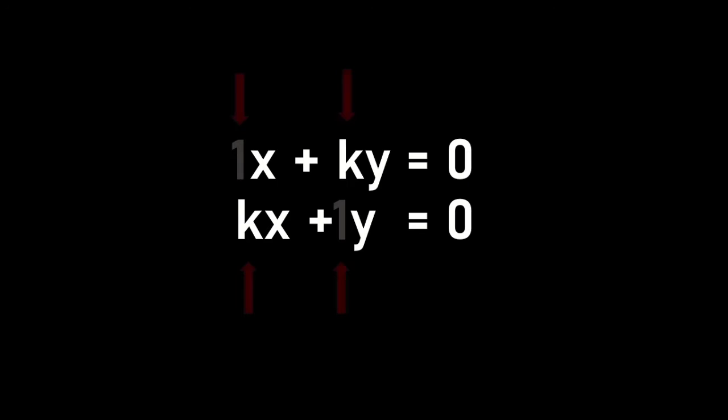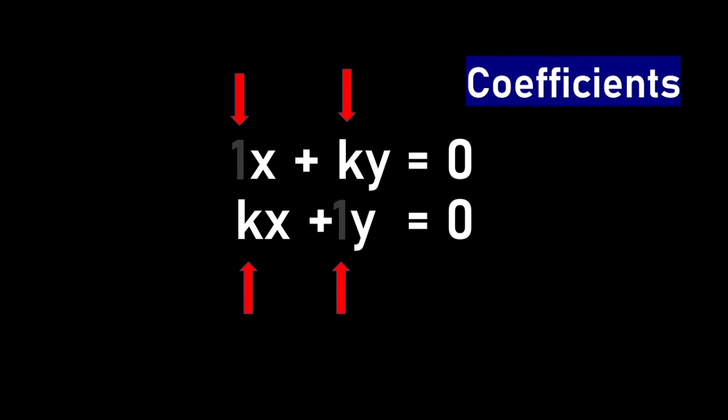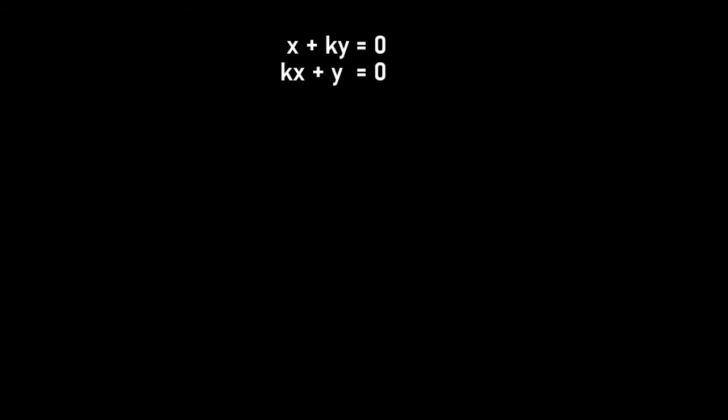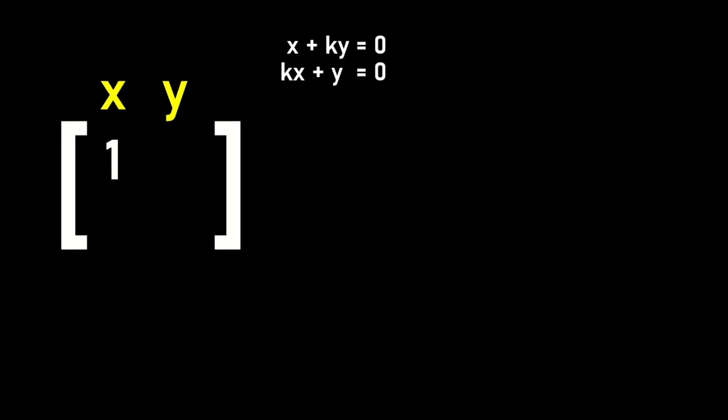we need to focus on the coefficients of the equations. We only have two variables, and that is x and y. The coefficient of x is 1, and the coefficient of y is k in our first equation. And in our second equation, the coefficient of x is k, and the coefficient of y is 1.